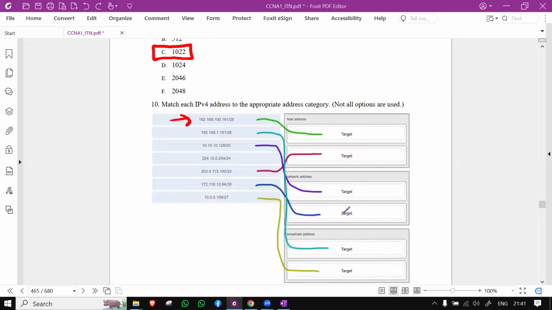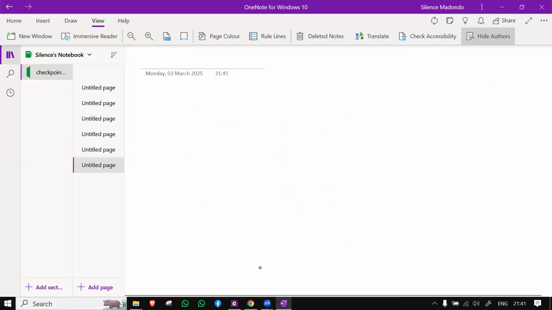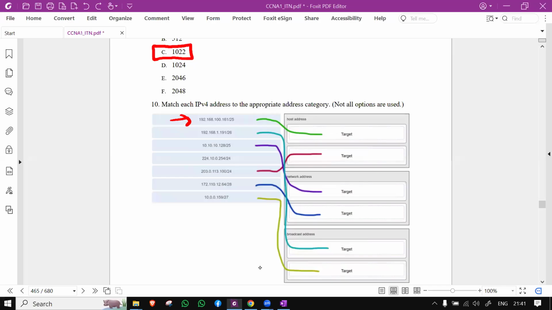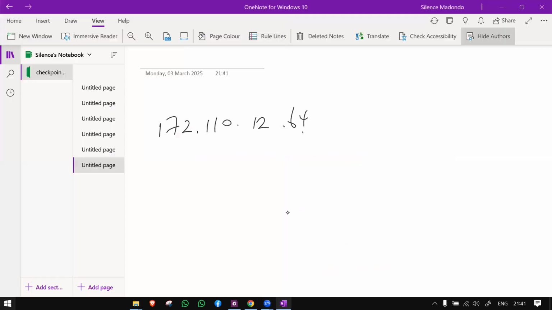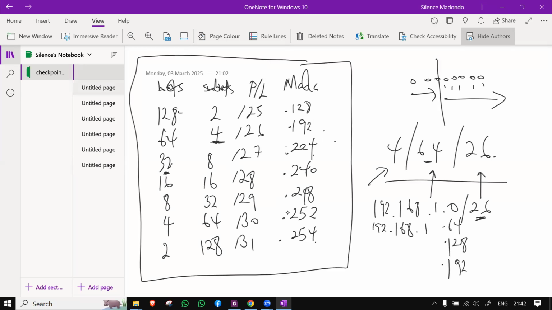Let's look at the other one as network 172.110.12.64/28. Right. If you get a number /28, then you can use the table. Any number from /24 to /25 to /31, you can use the table. In the table, /28, I think is 16. It should be 16. Let me confirm. It should be 16.